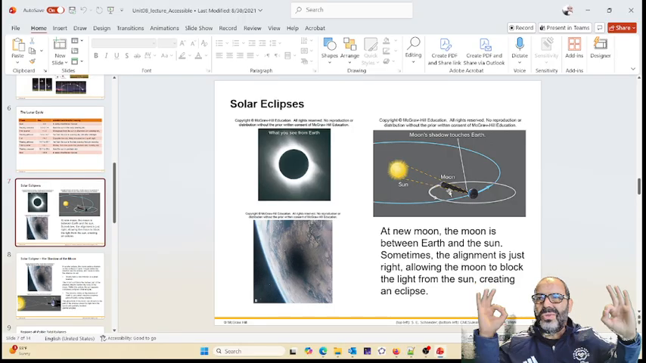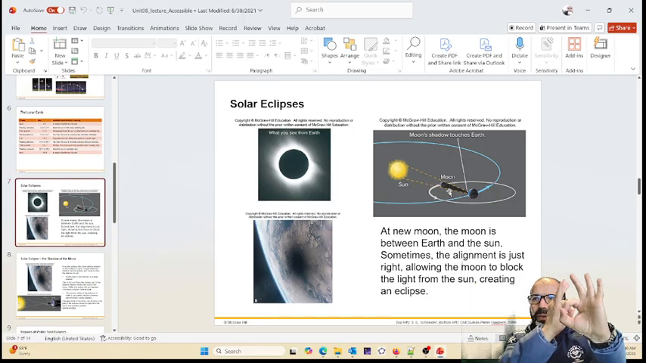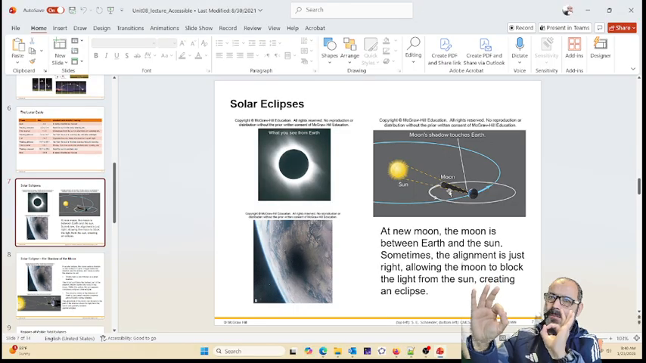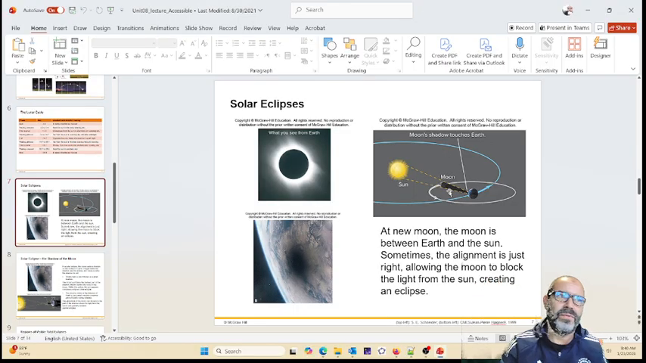So that's why during a solar eclipse they cover one another. The moon covers the sun. A lunar eclipse is the other way around. The earth covers the moon. The moon passes in the shadow of the earth.